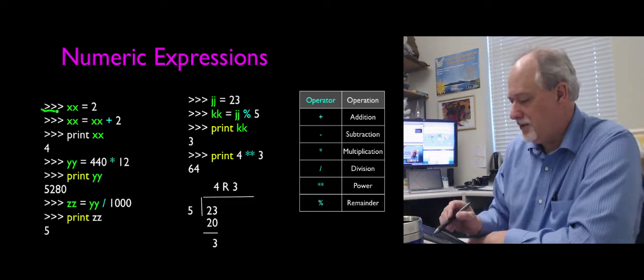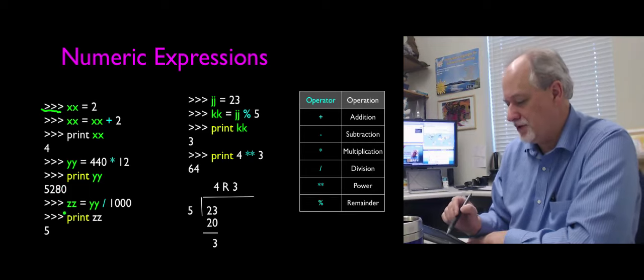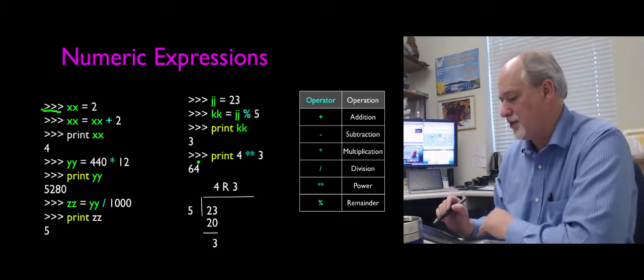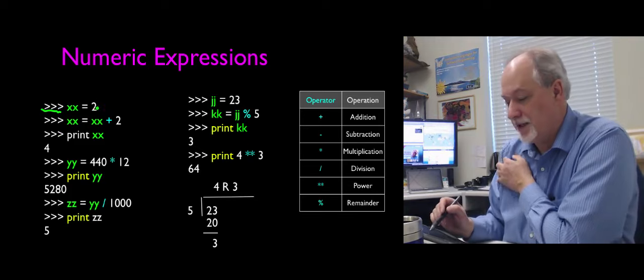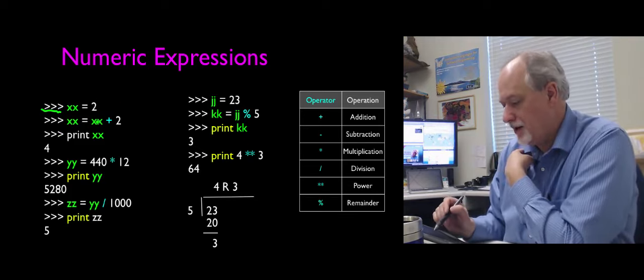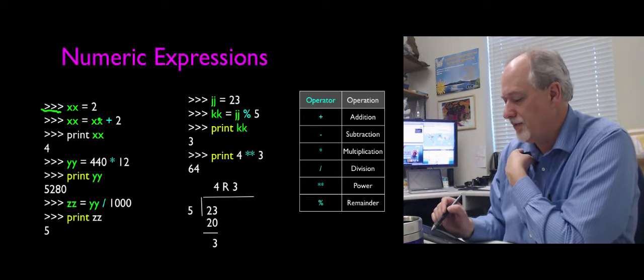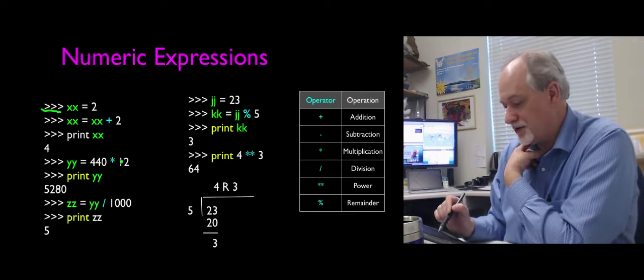So again, I'm using the Python interpreter, so you can just use the prompt. These chevrons are the prompt. Create the variable xx and assign it to 2. Retrieve the old value in an addition, then print it out, put it back into xx, so xx has 4. Yy, this is a multiplication. 440 times 12 is 5,280.